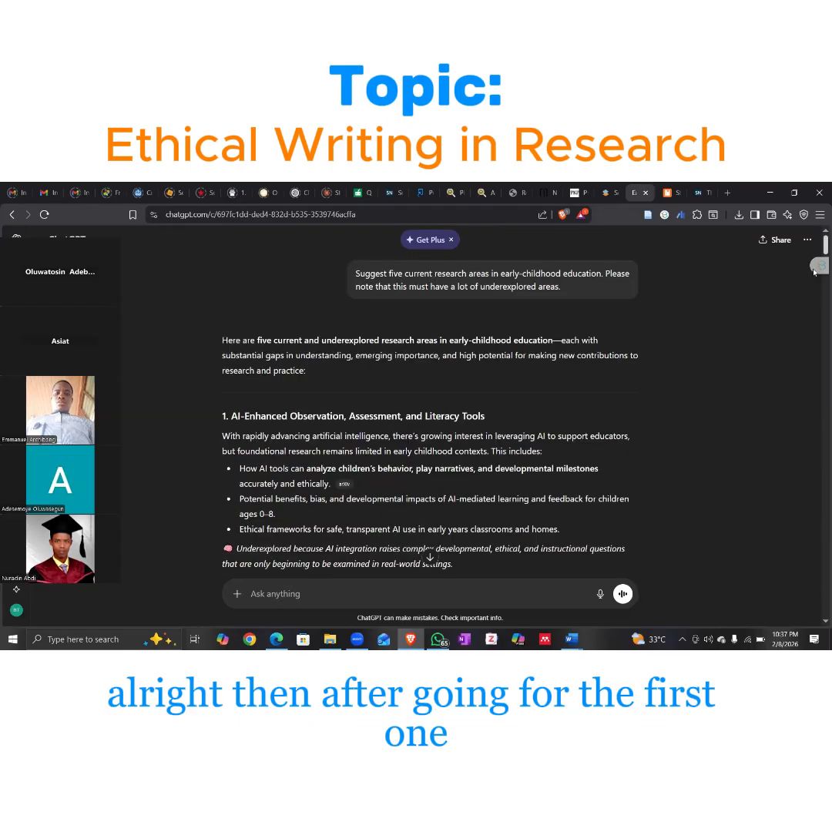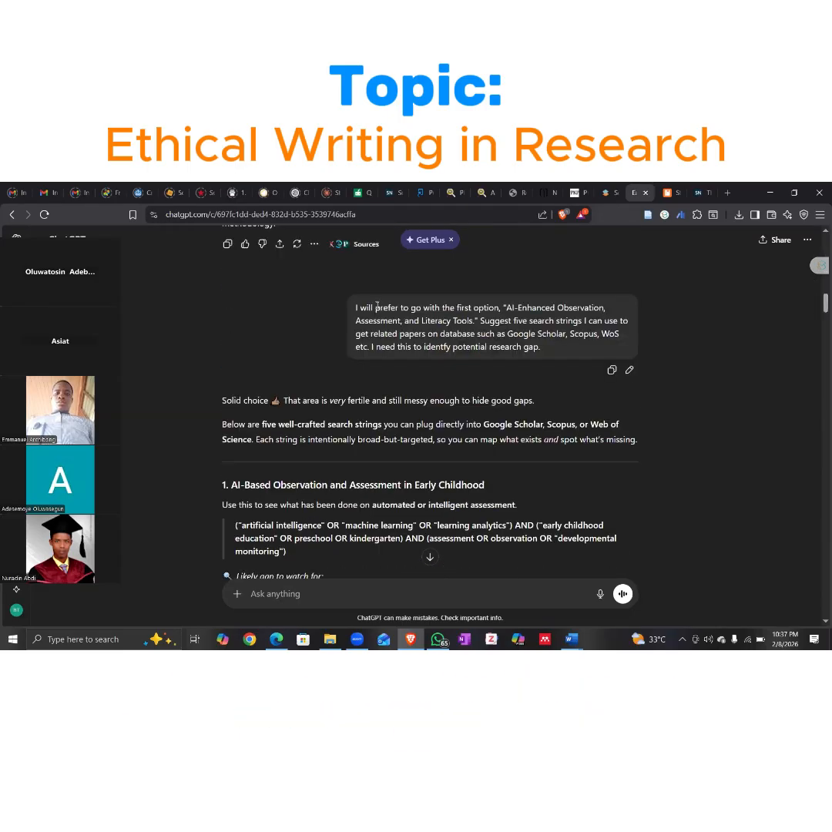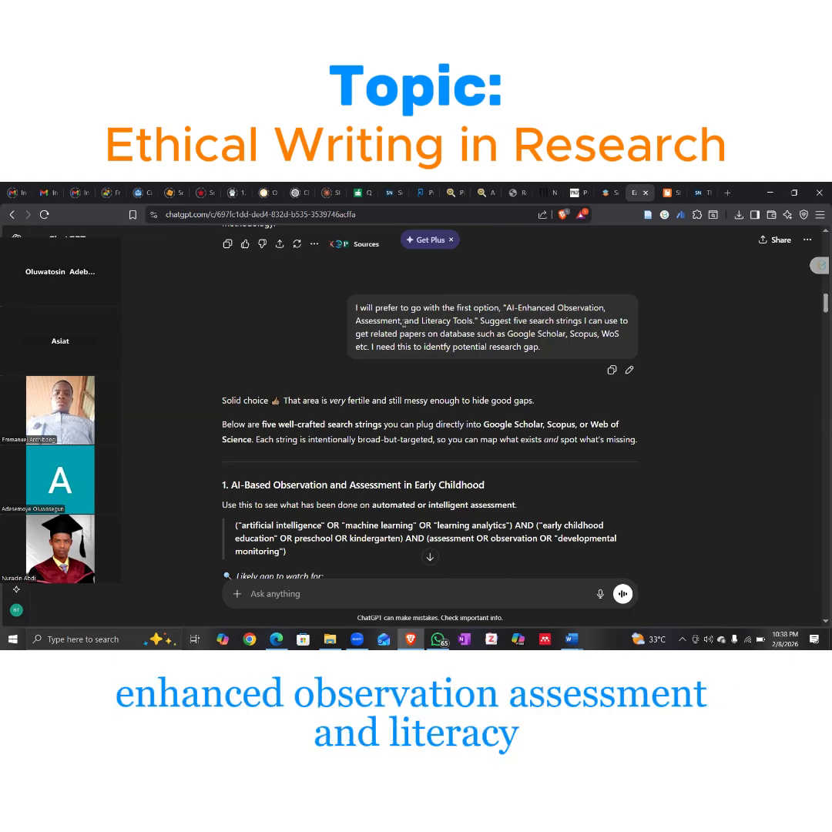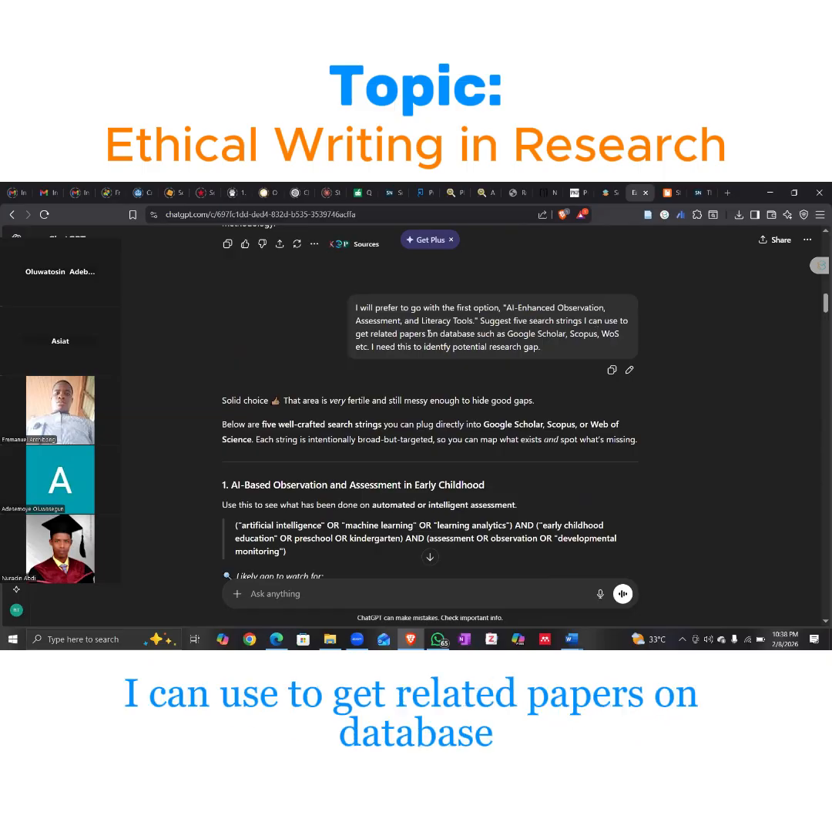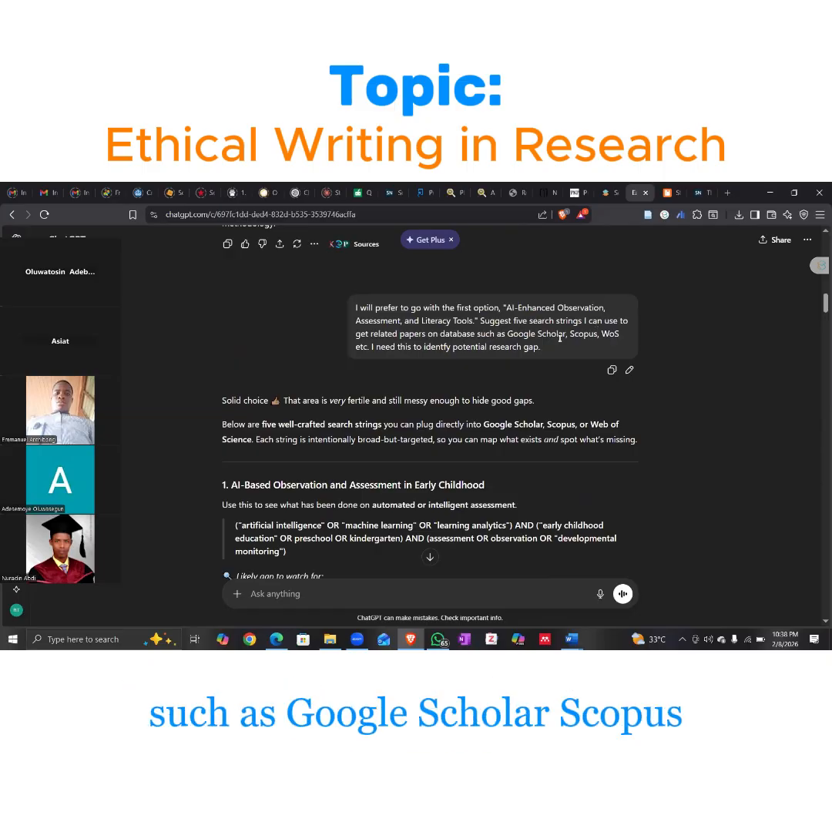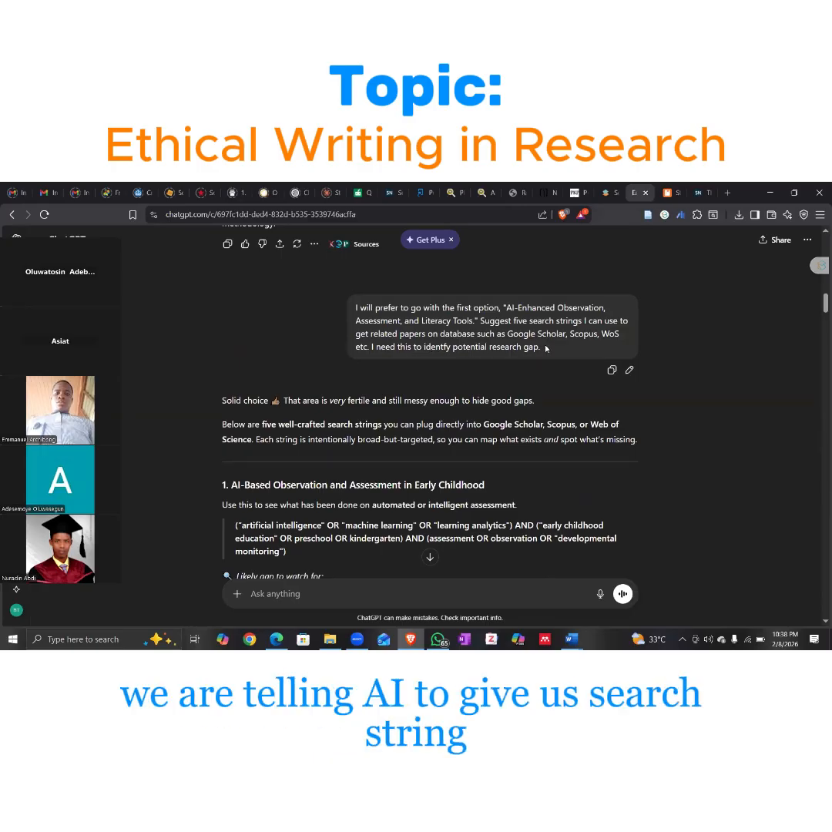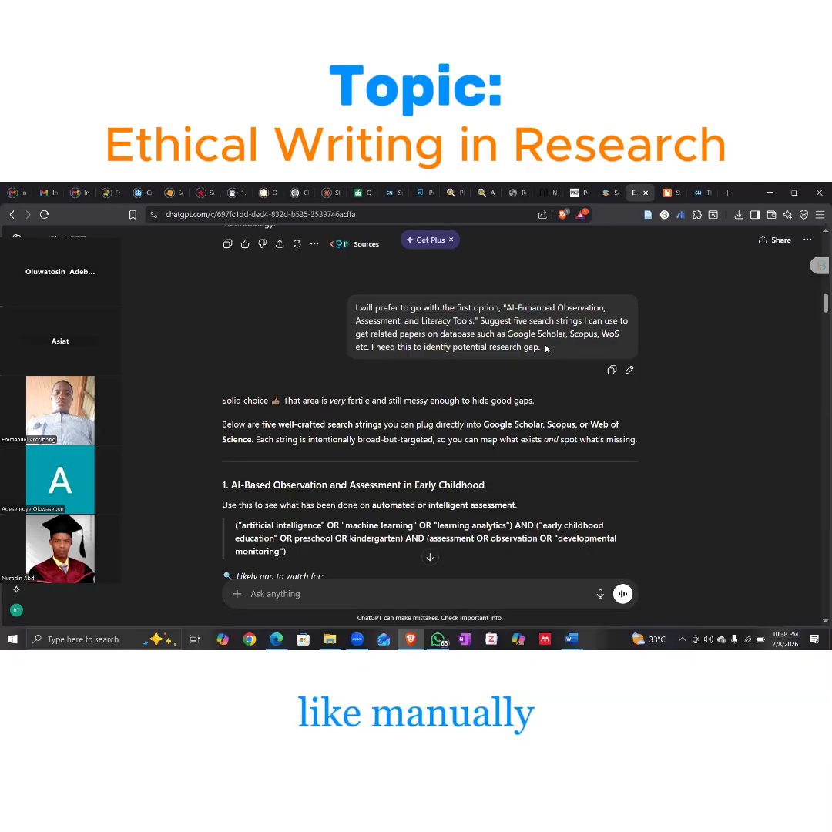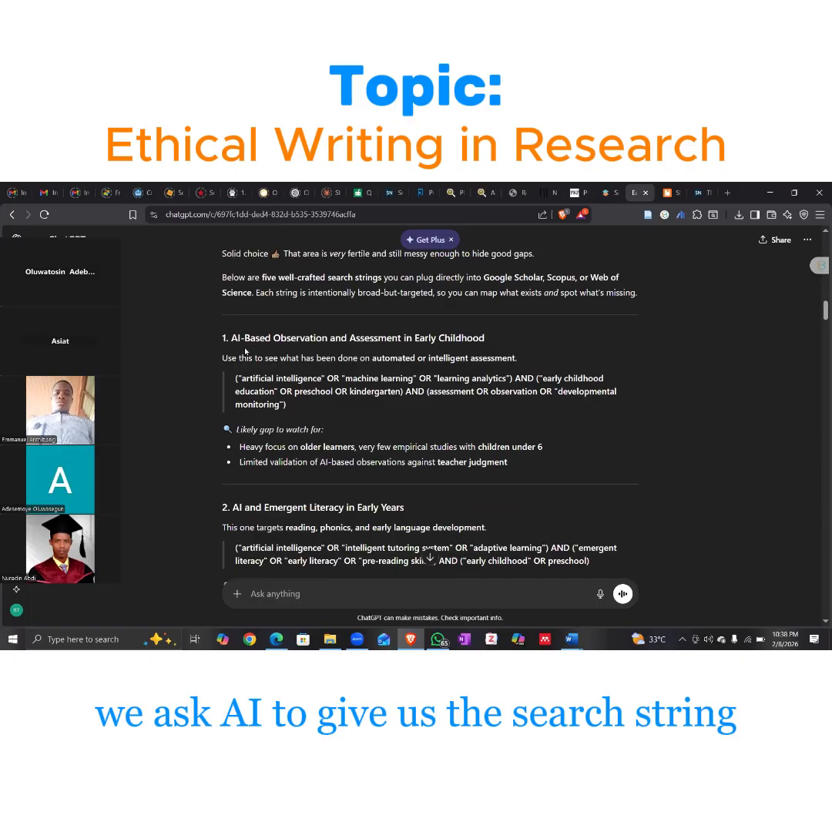Then our next prompt was: I would prefer to go with the first option, AI enhanced observation, assessment, and literacy tool. Suggest 5 search strings I can use to get related papers on databases such as Google Scholar, Scopus, Web of Science, etc. I need this to identify potential research gaps. So we are telling AI to give us search strings. Normally we are supposed to do it manually, but to make our work faster, we ask AI to give us the search string.